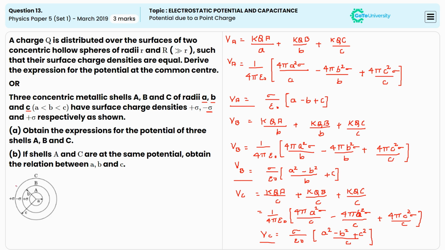Part B. If shells A and C are at the same potential, obtain the relation between a, b and c. Okay, that is VA is equal to VC. Then the values are a minus b plus c is equal to (a square minus b square) by c plus c. Then we get the value c is equal to a plus b. This is the relation between a, b and c.